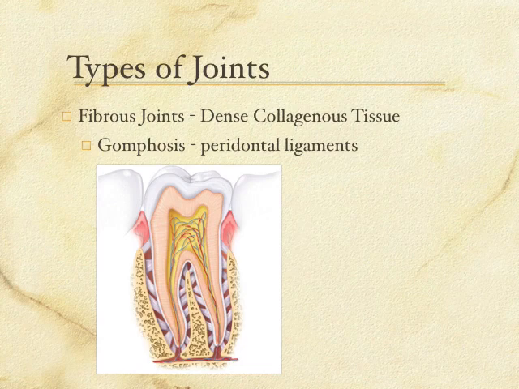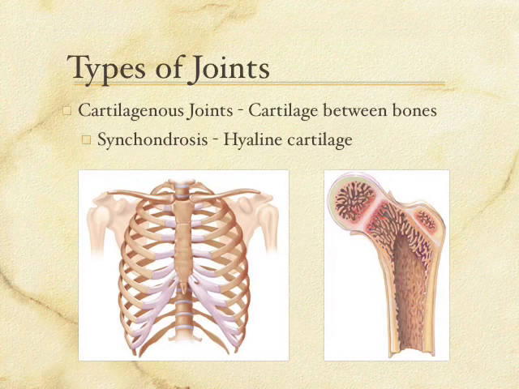Okay, so three types of fibrous joints, two types of cartilaginous joints. Cartilaginous joint, I've got two bones that meet, and there's just a piece of cartilage between the two. The two types of joints are defined by the type of cartilage. You know there's 3 types of cartilage. There are no elastic cartilage type joints. There's no elastic cartilage found in a joint. But the synchondrosis is hyaline cartilage. Great example of that would be here in the rib cage.